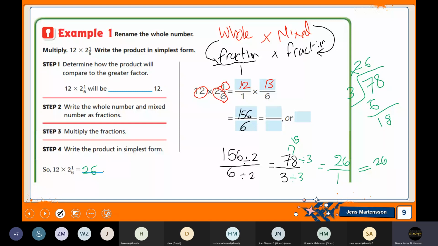So the answer is 26. Remember now, when you have two mixed numbers, you have to rewrite them as fractions. When you have a fraction with a mixed number, keep the fraction as it is, but write the mixed number as a fraction. And when you have a whole number times a mixed number, you have to rewrite the mixed number as a fraction and the whole number as a fraction in order to multiply.